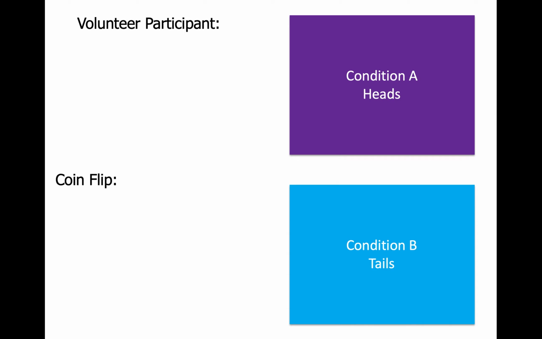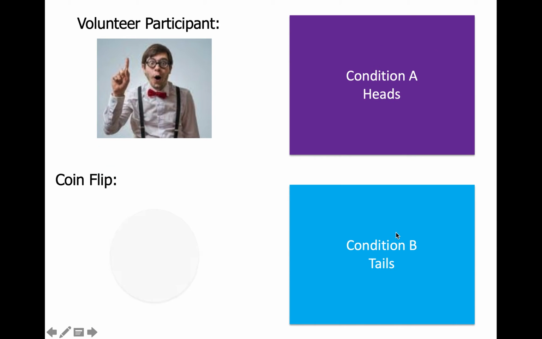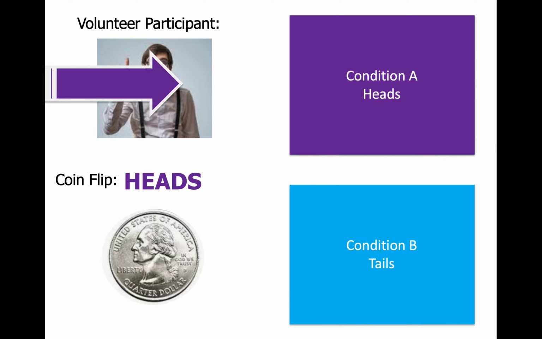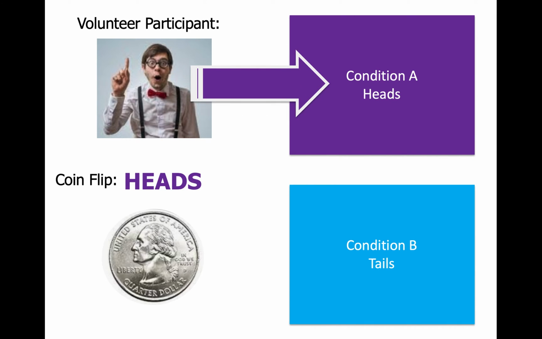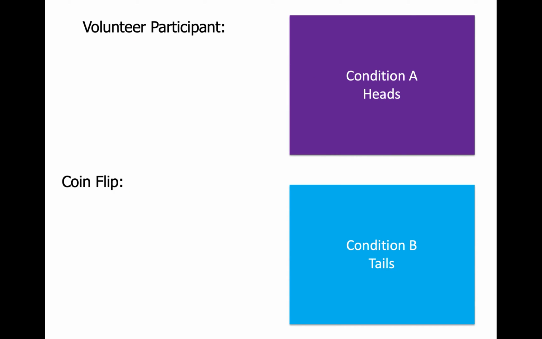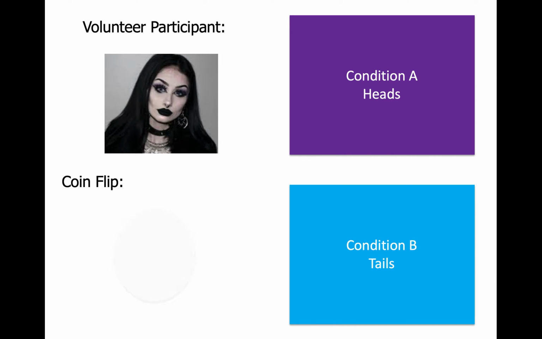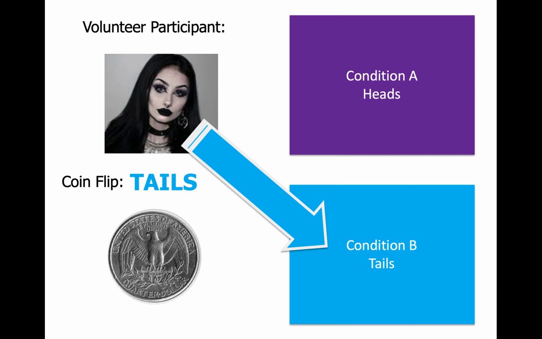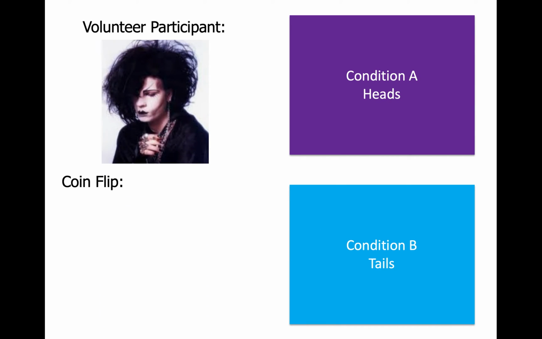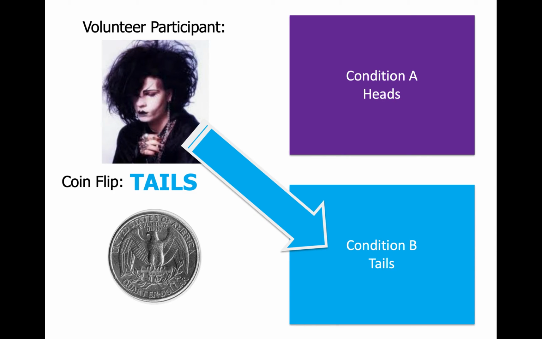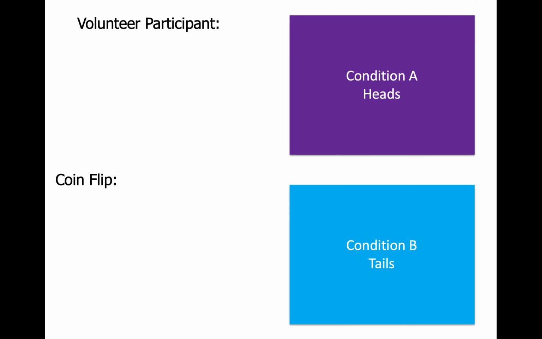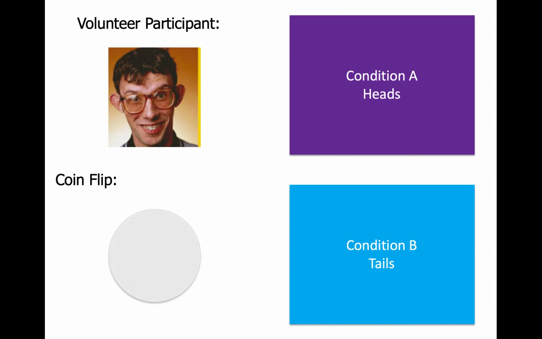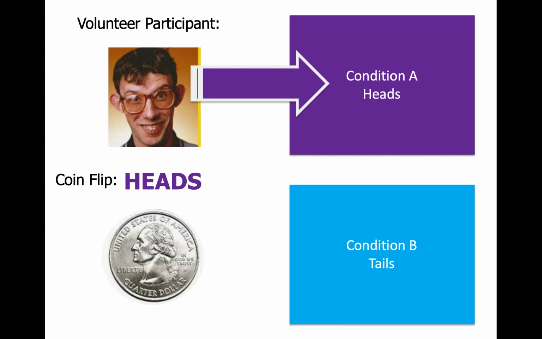So to illustrate, I have set up a little scenario where I have condition A and condition B, and we get a participant. This guy comes in, and we flip a coin. It comes up heads. He gets assigned to condition A. We get our next volunteer participant. They come in. We flip a coin. It comes up tails. We assign this person to condition B. The next volunteer comes in. We flip a coin. It comes up tails. Gets assigned to condition B. Fourth participant comes in. We flip a coin. Heads. Gets assigned to condition A.